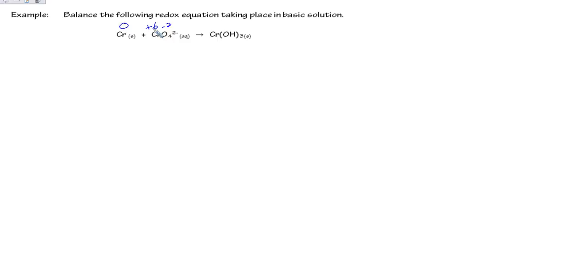On the product side, I've got some chromium hydroxide solid. I know that oxygen and hydrogen are always gimmies. Negative 2 on the oxygen, plus 1 on the hydrogen. So hydroxide has an overall charge of minus 1. There are 3 of them, and this particle is neutral. So the chromium must be a plus 3.